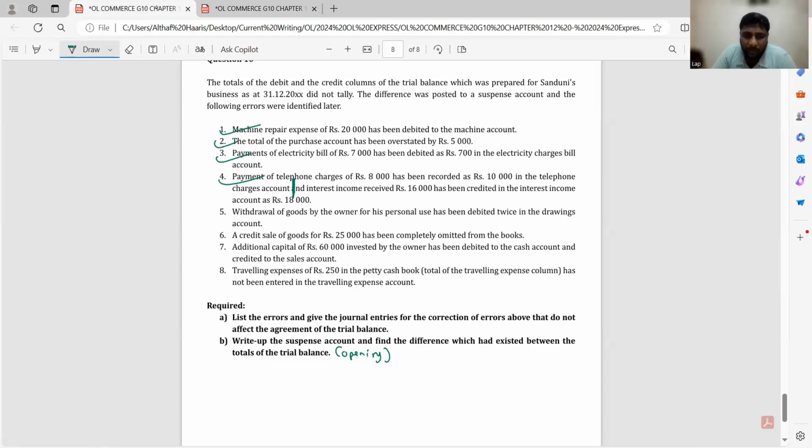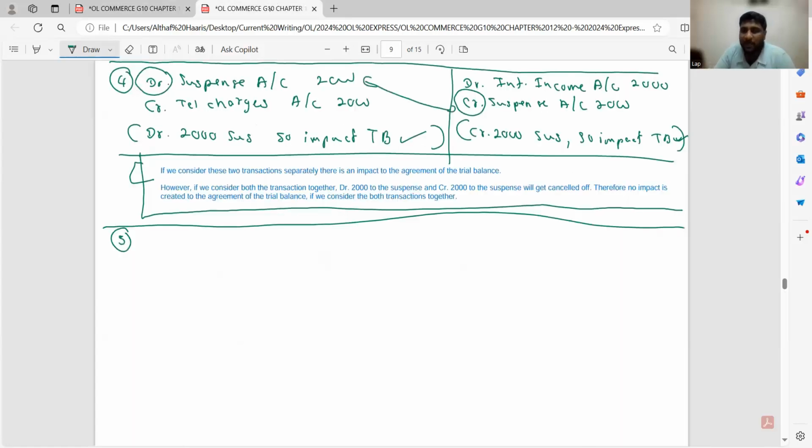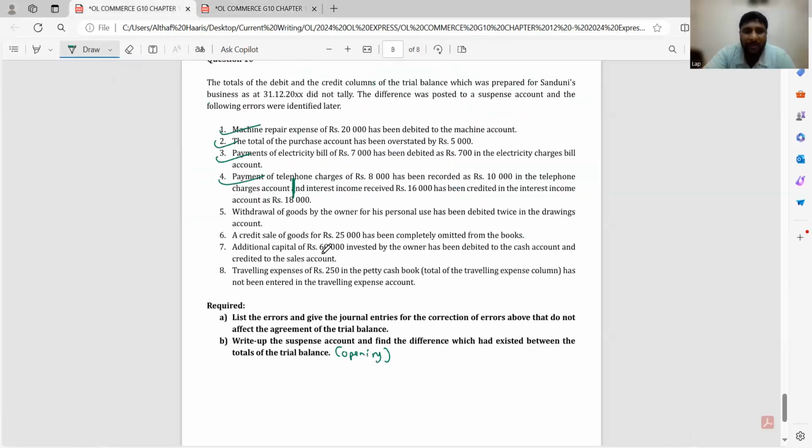Withdrawal of the goods by the owner for his personal use has been debited twice to the drawings account. So if it has been debited twice, people, what should you do? If it is debited two times, simply one record you have to remove. But here read this one: debited twice in the drawings account. In the drawings account, twice.